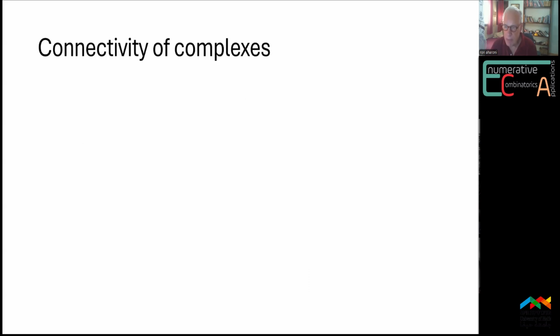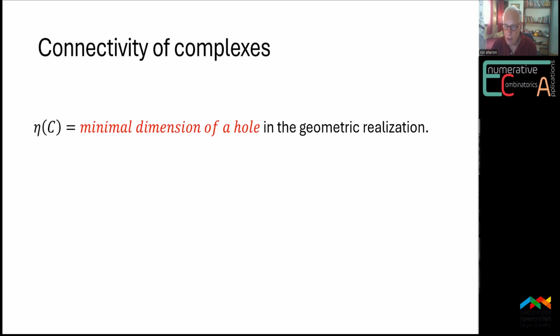method. Okay, so here we're plunged into topology with the notion of connectivity. What is the connectivity of a complex? So the connectivity, which we denote by eta, is the minimal dimension of a hole. So, for example, if your complex is a cycle, then the hole is the middle of the cycle. The dimension is 2. The dimension of the boundary is 1, but the dimension of the inside is 2. So eta of a cycle is 2.